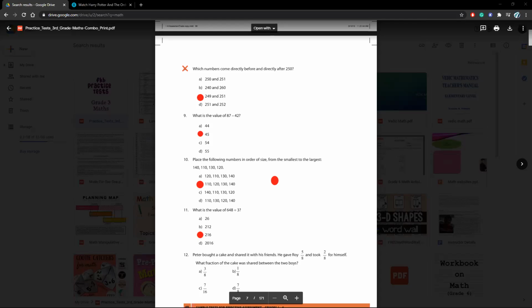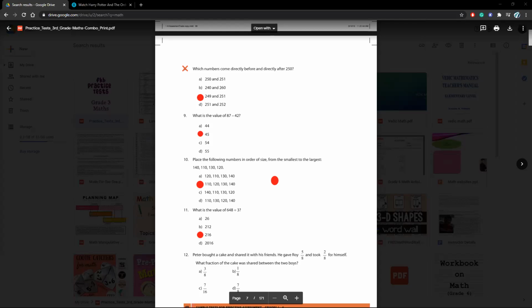Okay, it's disabled now. Well, it's not working. One second. Why don't I just do that? Perfect. So, Peter bought a cake and shared it with his friends. He gave Roy 5/8 and took 2/8 for himself. What fraction of the cake was shared between the two boys?